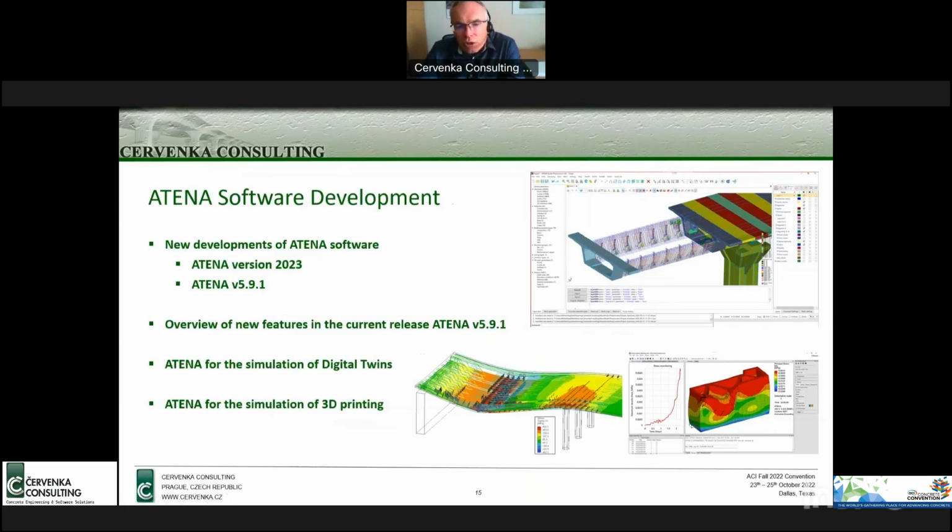And then, of course, before this version is released, we are also right now releasing a new version of ATENA, which has incremental improvements. The number is 5.9.1. More information about this version you can find on our website. And now, because of the modern trends in using nonlinear analysis, I would also like to show some examples of ATENA application for digital twins and for 3D printing.